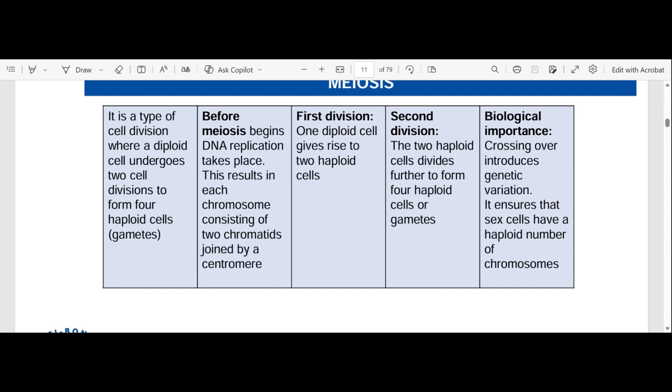So before meiosis, you have interphase. So what happens during interphase? You have your DNA replication, all right? I hope that makes sense. So let's look at the first division.